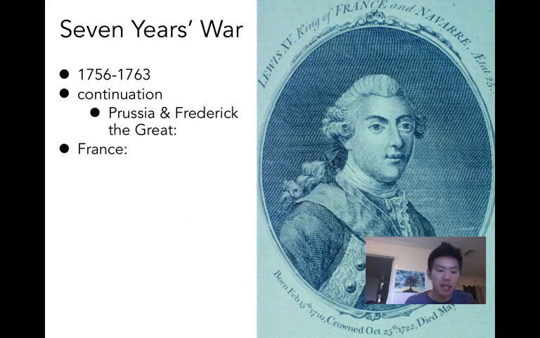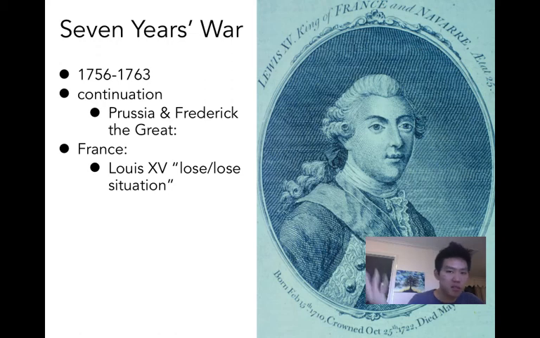France is actually going through a terrible time in the 7 Years' War because Louis XV, who was in power at this time, saw it as a lose-lose situation, meaning that if Austria failed to get Silesia, France does not get anything out of it. Okay, it's kind of a gamble to join their side. If Austria was successful, then they would be ruling Central Europe, which they don't want.